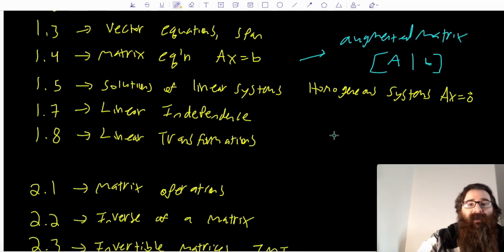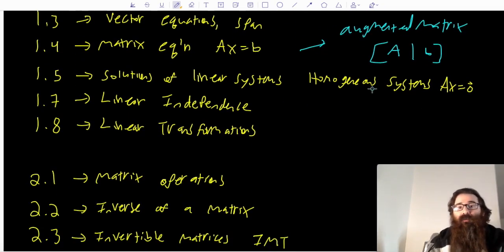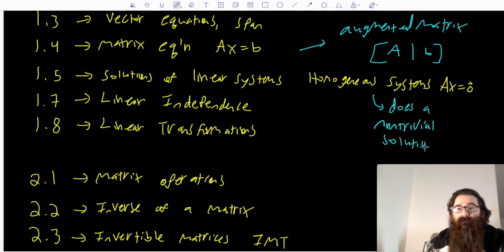In 1.5, really focusing on the homogeneous system, AX equals the zero vector. And remember, we had a very important question with this. We want to know, does a non-trivial solution exist? Because with AX equals the zero vector, certainly if my vector X is also the zero vector of appropriate size, there will be a solution.